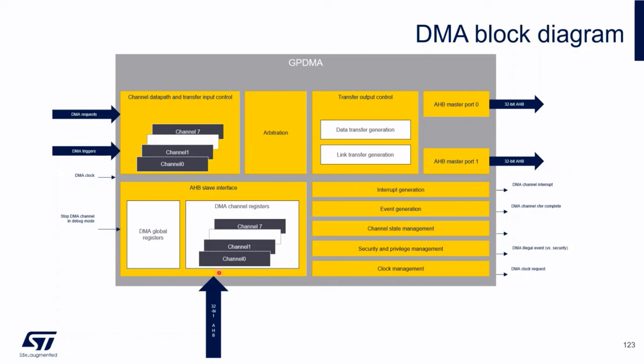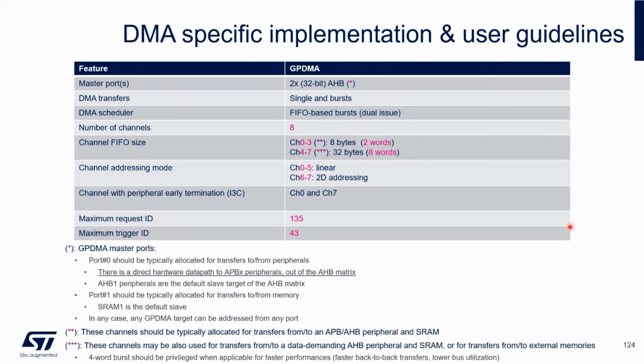And here the slave AHB bus for register configuration, and the master ports for accessing the bus matrix. Maybe one more interesting thing, it also contains security and privilege management. So you can configure some DMA channels to be secure or privileged or non-secure, non-privileged, and they can have some restricted access to some memories or peripherals. So there is some overview.